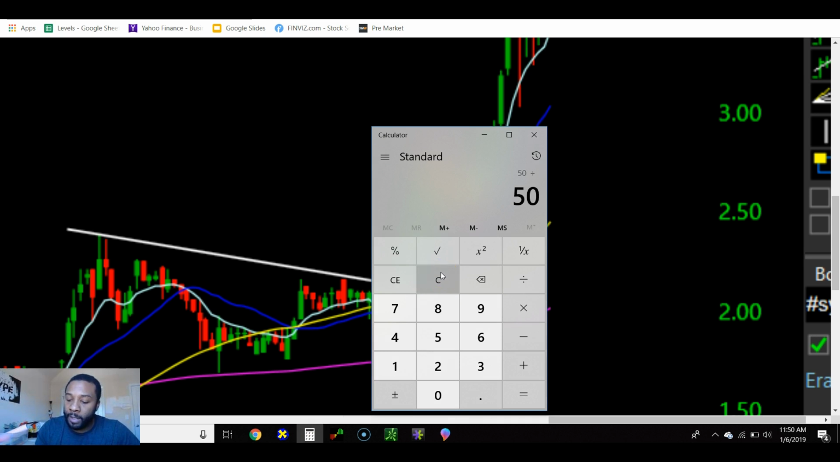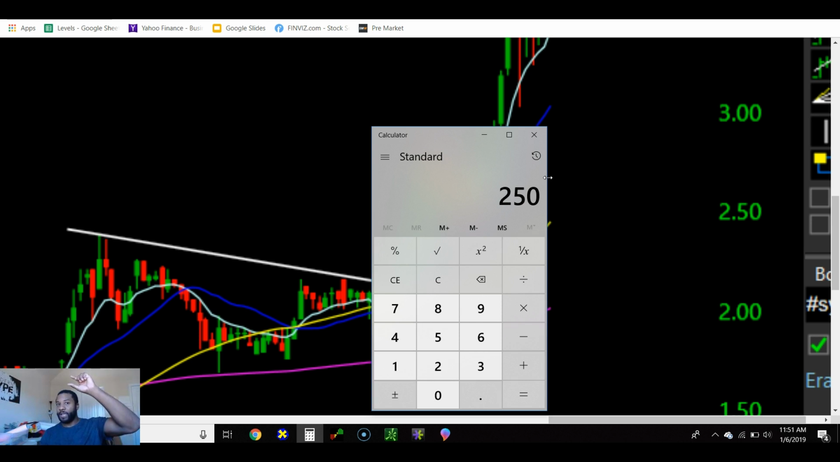$50 divided by 0.20, that's 20 cents, that's how much we have to risk. That will give us the amount of shares we can buy. So we get 250 shares of that. Meaning that with 250 shares, if it goes down 20 cents, we'll lose $50 and we'll be out of the stock. That will be 1% of our account.